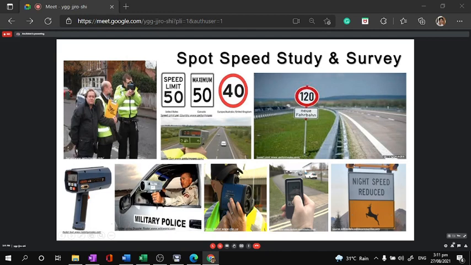And then different types, different spot speed nga gun. So this is spot speed nga gun nga naay telescopic mirror, and then this one is murag sensor lang siya, murag siya cellphone lang, no?